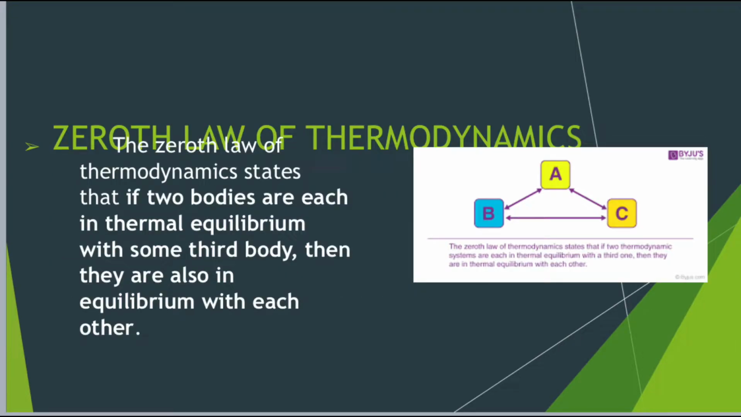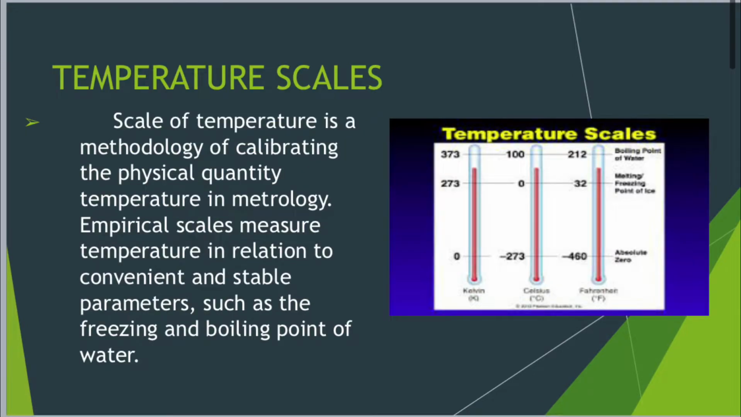Zeroth law of thermodynamics: if two bodies are each in thermal equilibrium with some third body, then they are also in equilibrium with each other. Temperature scales. A scale of temperature is a methodology of calibrating the physical quantity temperature. Empirical scales measure temperature in relation to convenient and stable parameters, such as the freezing and boiling point of water.